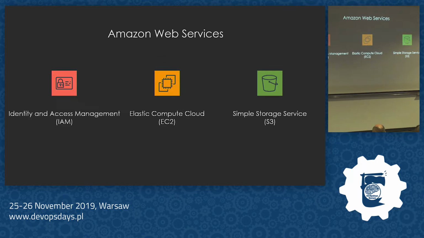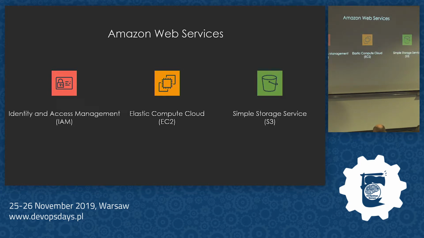Elastic Compute Cloud, or EC2 for short, is the most popular, I would say, service that gives you the possibility to run a virtual machine and install whatever operating system you want on it, and just run it in a sort of cloud fashion, so you don't have to really provision any hardware. You just get a virtual machine and you can do whatever you want with it.